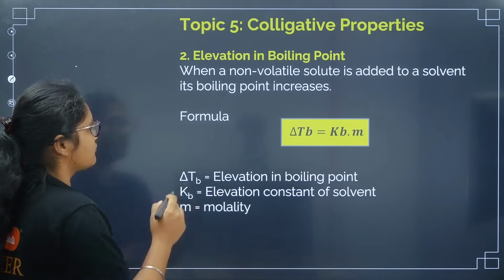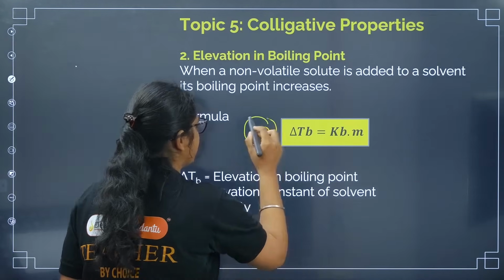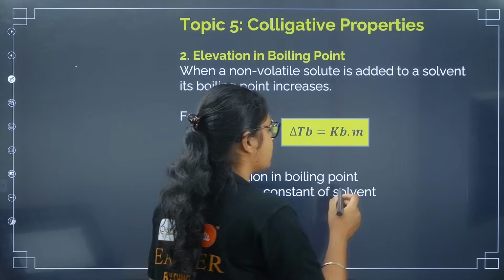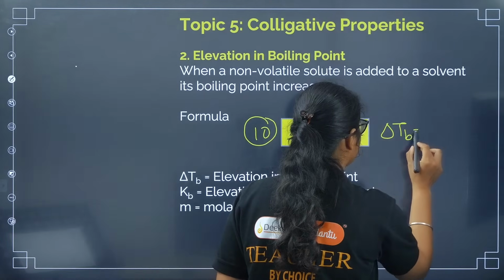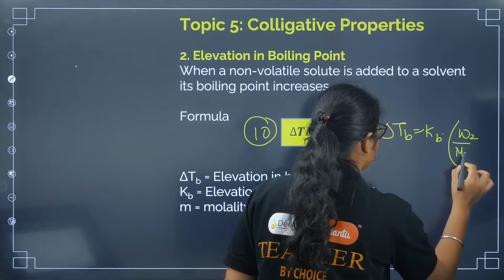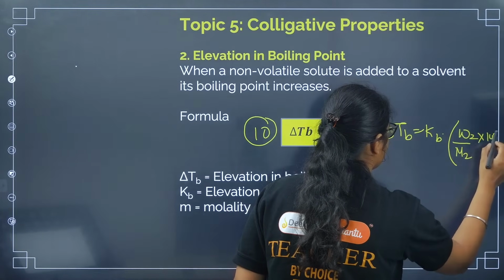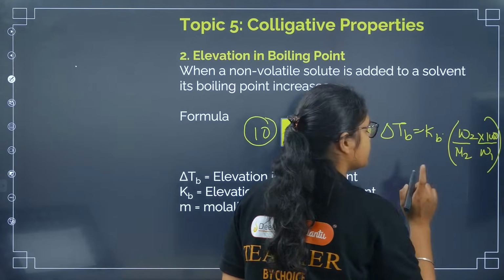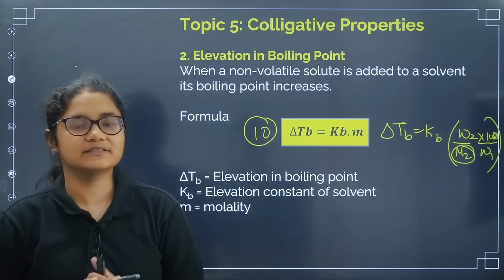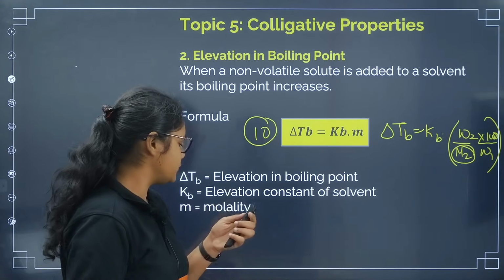Next we'll go to the next formula, that is formula number 10. Elevation in boiling point, delta TB is equal to KB into m. Here questions are asked. Delta TB is equal to KB into W2, molality formula we can write, into 1000 by W1. So in this, M2 questions, most of the time you will find M2 is asked in the question. That formula we can use.